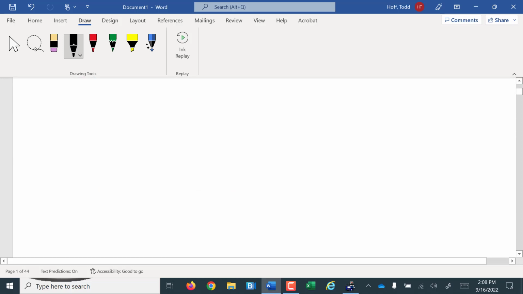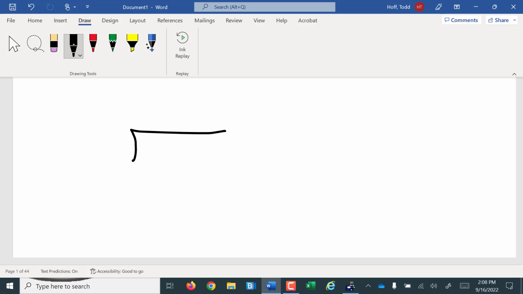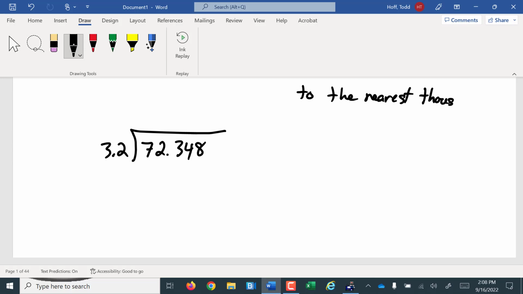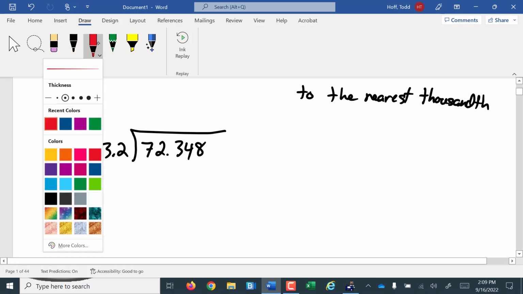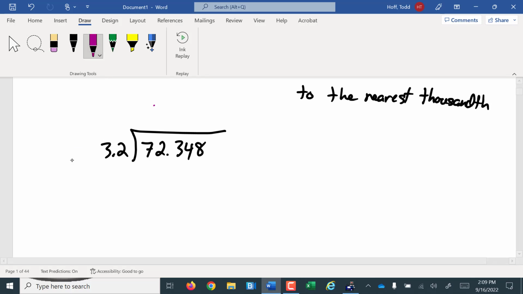Let's look at division. Let's try 72.348 divided by, let's go 3.2. And let's go to the nearest thousandth. How do I divide by a decimal? The answer is we don't. How do we make it so we don't have to?